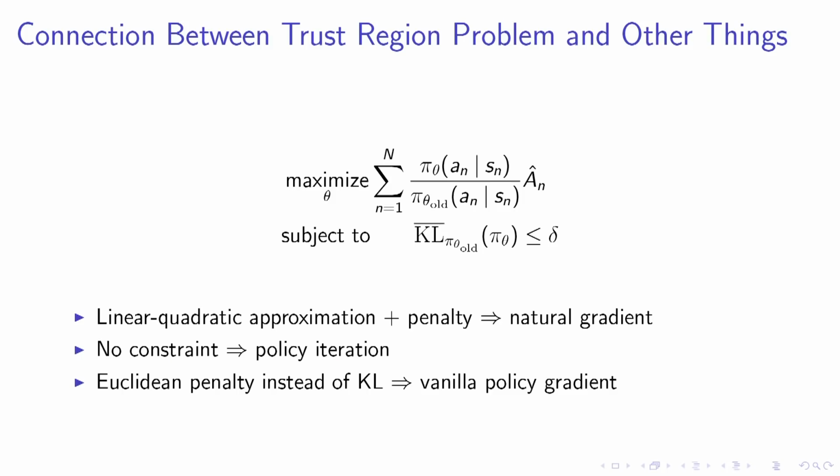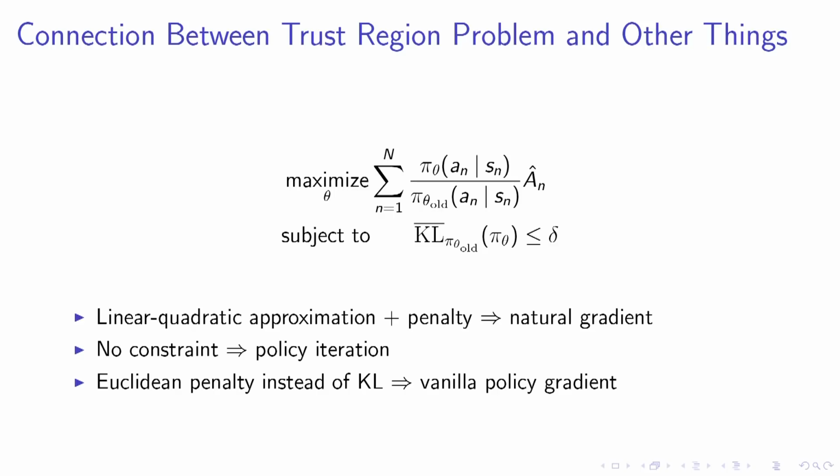Okay, so it's also worth looking at what's the connection between the trust region problem we're solving in TRPO and other reinforcement learning methods. As I said in the last slide, if we do this linear quadratic approximation, we get the natural policy gradient. If we do no constraint at all, then this is just normal policy iteration. That might not be totally obvious, but if you look at what policy iteration is doing, you're just choosing a deterministic policy each iteration in which you choose the action that had the highest advantage according to the previous policy. So if you have no constraint at all, it's just policy iteration.